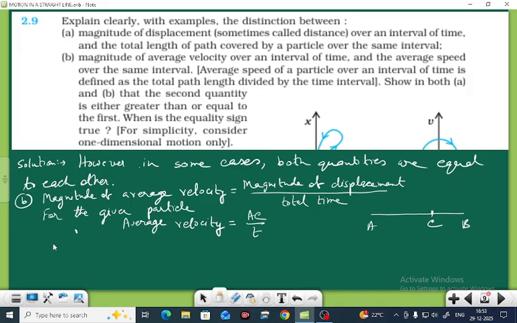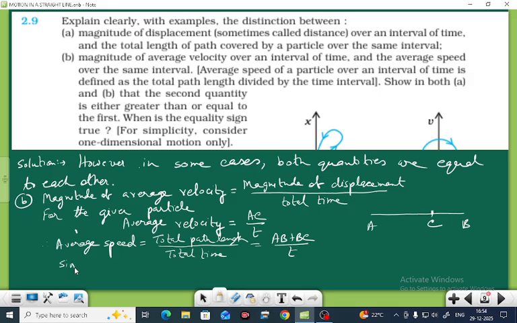And average speed is equal to total path length by total time interval. So the total path length will be AB plus BC, divided by T. This is average speed and this is average velocity. Average velocity is displacement by time and average speed is total path length by time.